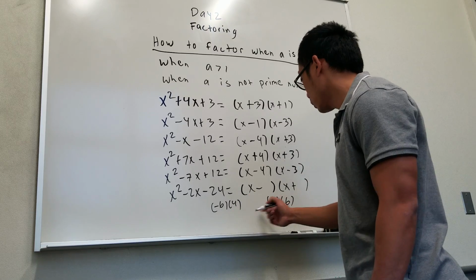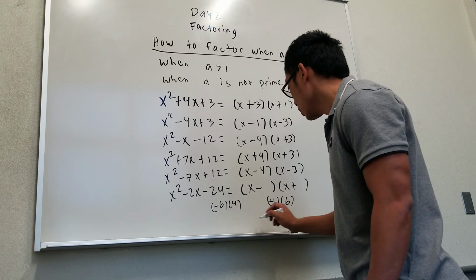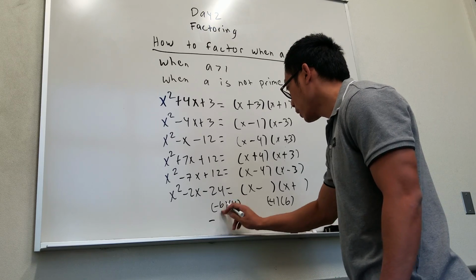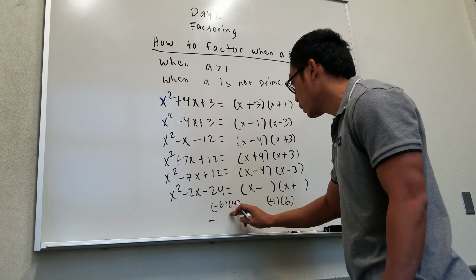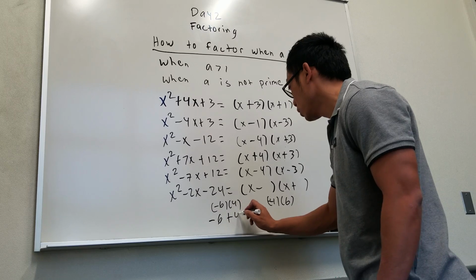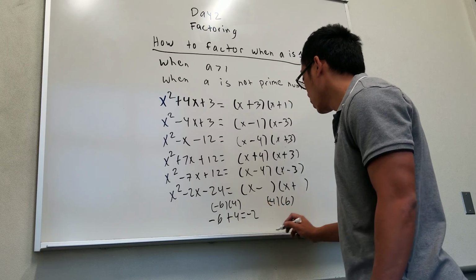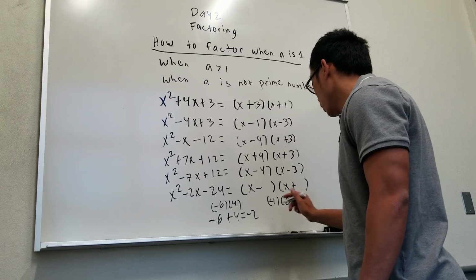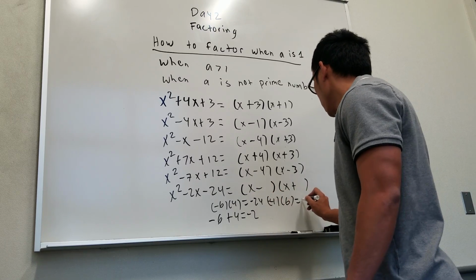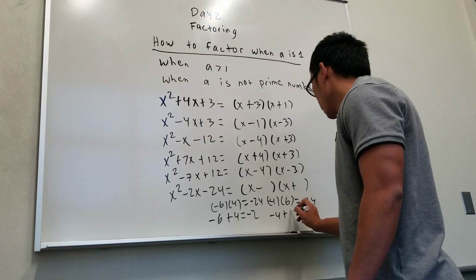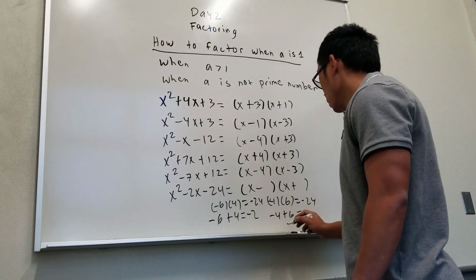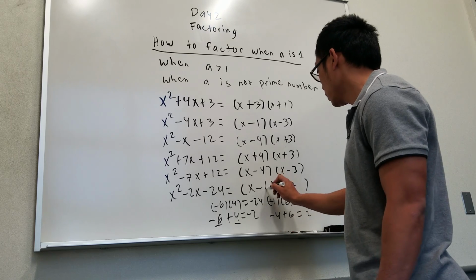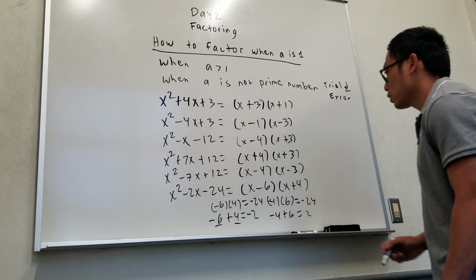But let's try which one works. So let's try this one. So negative 6 times 4, if I multiply this, I get this, but I need to add up to get to this. So negative 6 plus 4 equals negative 2. How about this one? Negative 4 times 6, that'll give us negative 24, right? They're both negative 24. But this one doesn't work because negative 4 plus 6 gives us 2. This one works, so the first one works. Negative 6 plus 4. That's it.